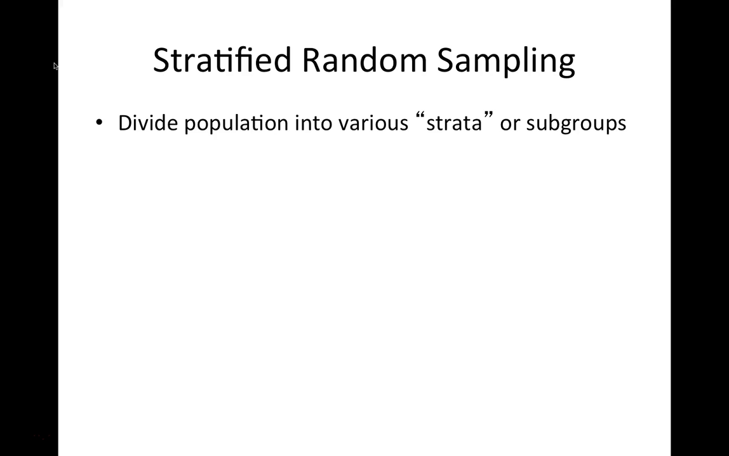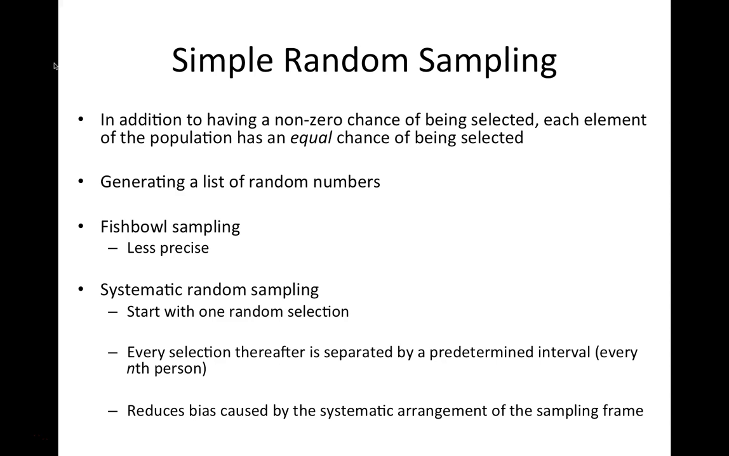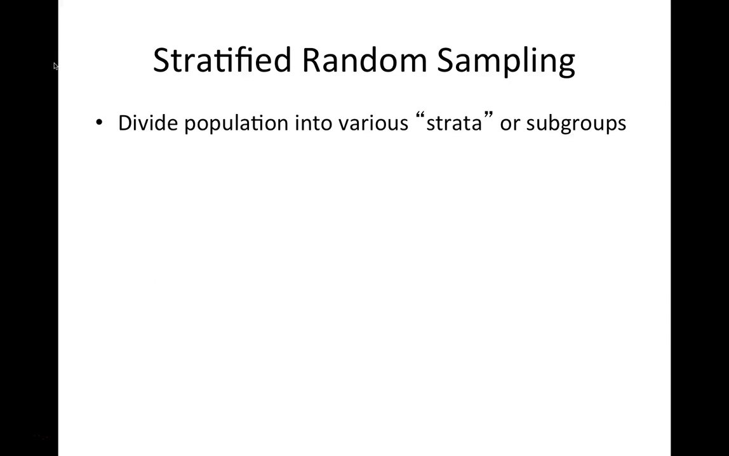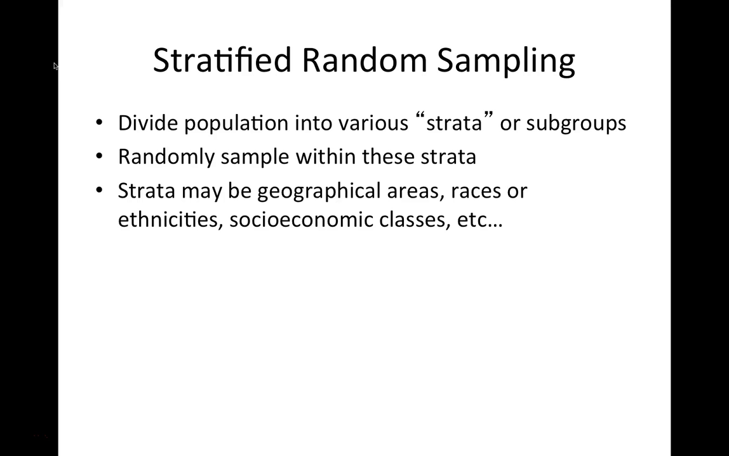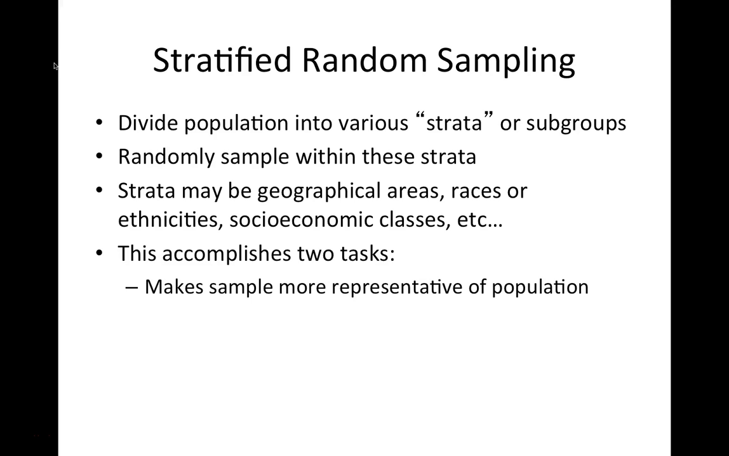In stratified random sampling, which we talked about after systematic, so these are kind of similar wordings, we divide the population into various strata or subgroups, and then we randomly sample within these strata. Those may be geographical areas, races or ethnicity, socioeconomic classes, anything that we create a strata for.